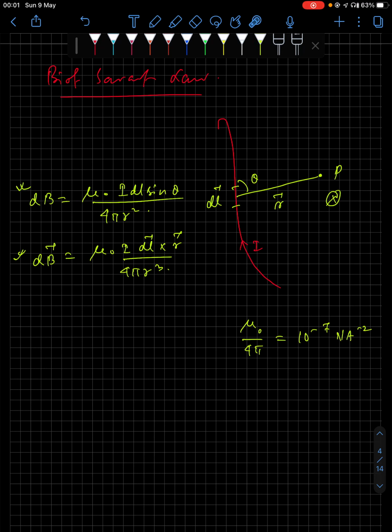Now we don't cancel the 2 and 4 pi because mu naught by 4 pi has this direct value. Mu naught by 4 pi is 10 to the power minus 7 Newton per ampere square. Now the second case is if the wire is of finite length. I'll just copy down this diagram.